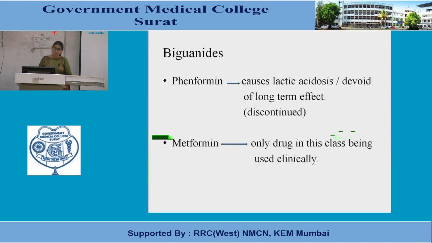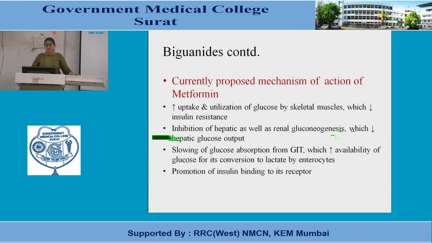Biguanides had two drugs, phenformin and metformin. Phenformin used to cause a lot of lactic acidosis and it had less of the long-term effect. So this drug has been discontinued now. That leaves us with metformin. This is the only drug in this class which is being used clinically. So what are the currently proposed mechanisms of action of metformin? They increase uptake and utilization of glucose by skeletal muscles, which decreases insulin resistance.